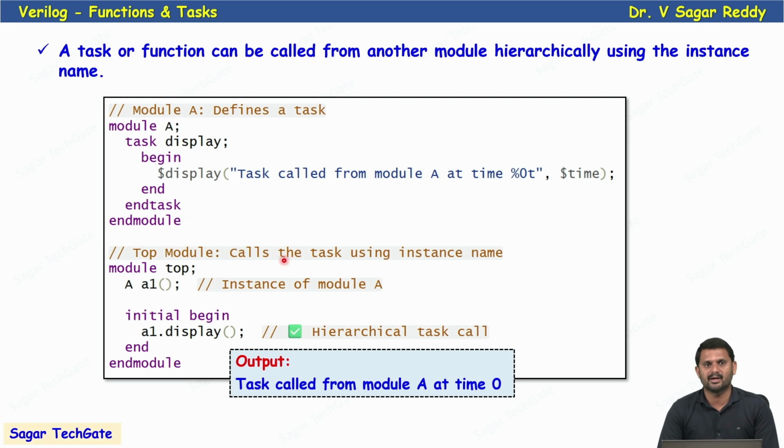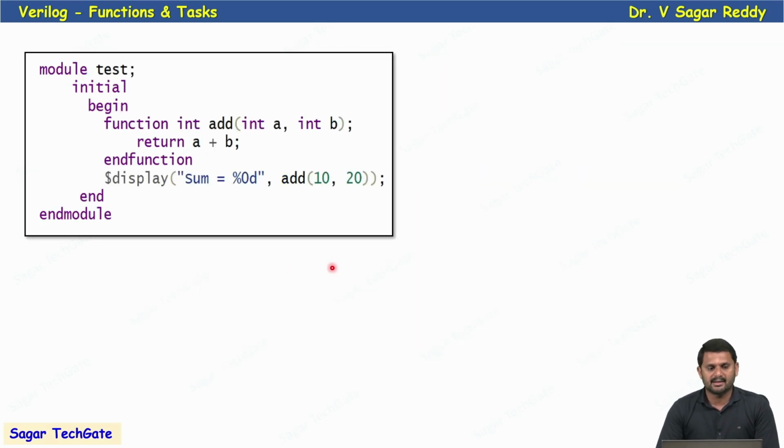I hope you understand how a function and task can be called from another module by using the instance name hierarchically. Clear? Remember, this is only allowed during simulation. Clear? Not for synthesis. Now another example. Module test, and so on, begin. I define one function, where a function can be defined or declared anywhere in the module, but not in a procedural block, especially the initial and always.